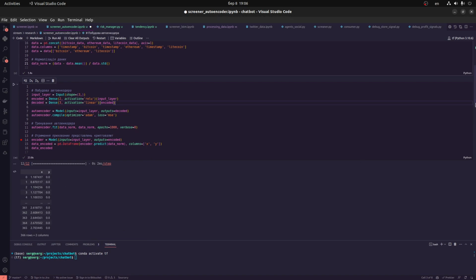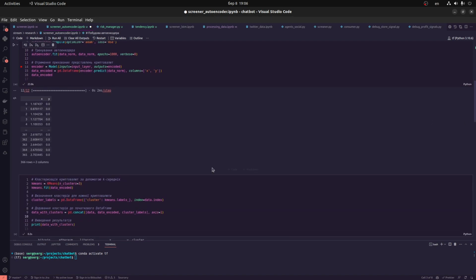Okay, and next what we need to do, we need to create clusterization. So I'm going to use this information to create some clusters. This information is very flexible, and you should find the optimal clusters. But this is a minimum version, so we're using K-means, and we input encoded data. Then we create the clusters, and then we concatenate all our information to get these clusters.